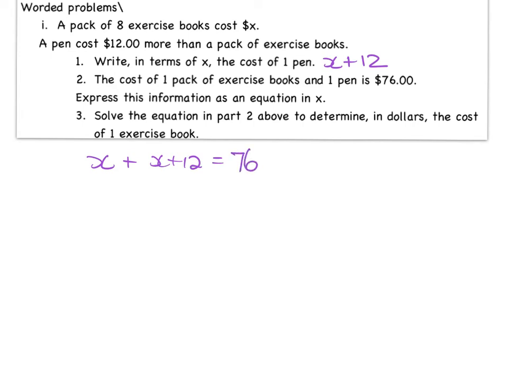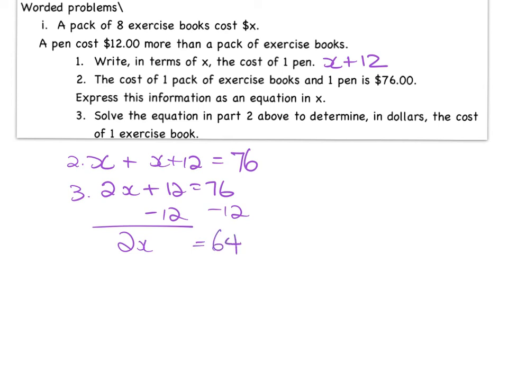That would be the answer for number 2. Number 3. Solve the equation in part 2 above to determine in dollars the cost of one exercise book. Remember, a pack is X dollars. So we'll solve this equation. We'll combine the like terms first. So we get 2x plus 12 equal 76. We minus 12 from both sides and we'll get that 2x is equal to 64. We divide both sides by 2 and we'll get that x is equal to 32.